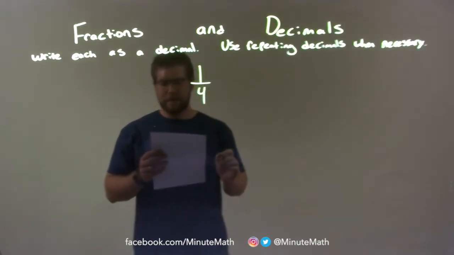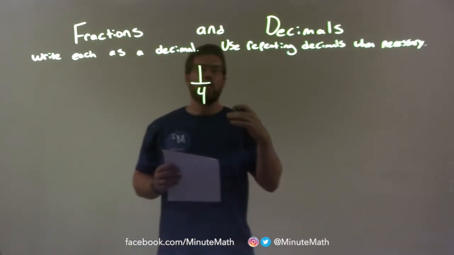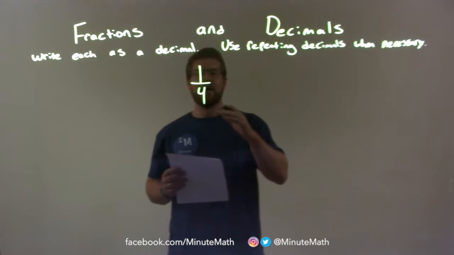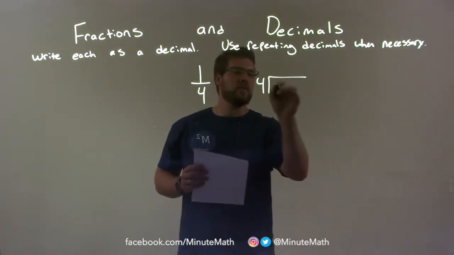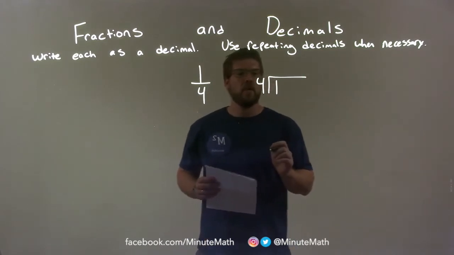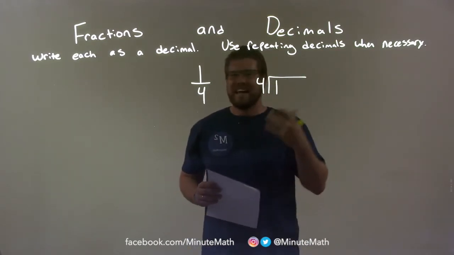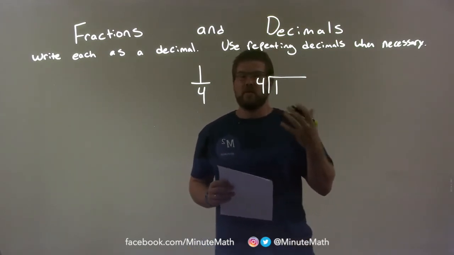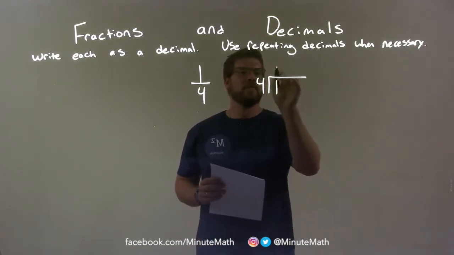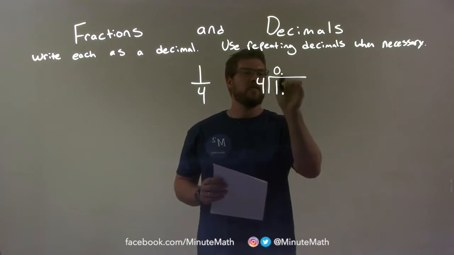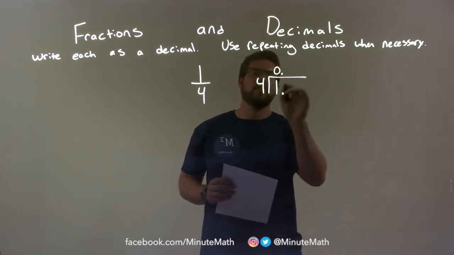1/4. Okay? Well, what I want to do is write this in long division. So we have 4 goes into 1. Okay? Well, 4 cannot go into 1 evenly, or not really, because 1's smaller than 4, right? So we're going to put a 0 over top. We have a decimal there.